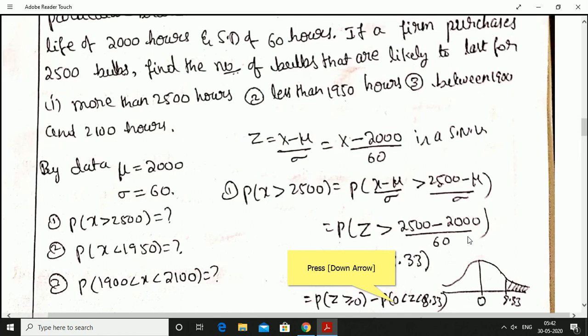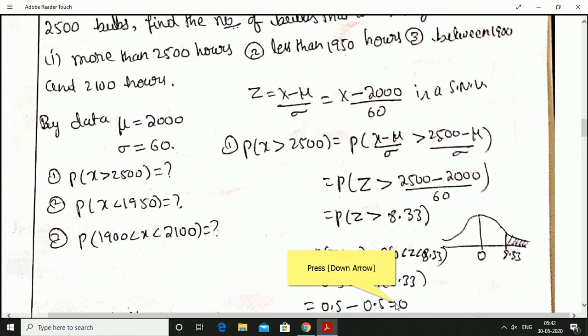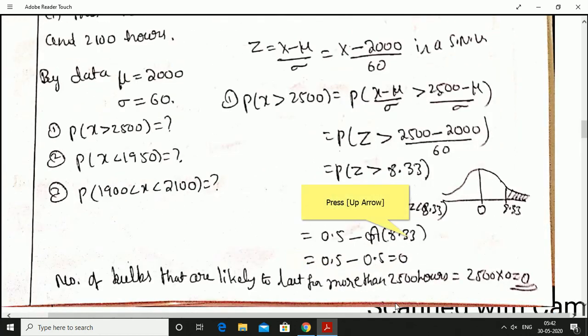This area is nothing but the area from 0 to infinity minus the extra area we need to subtract, that is the area from 0 to 8.33. That's what I have written here: probability of z greater than or equal to 0 minus probability of 0 less than z less than 8.33. Area from 0 to infinity is 0.5 minus area from 0 to 8.33, which I have written as A of 8.33.